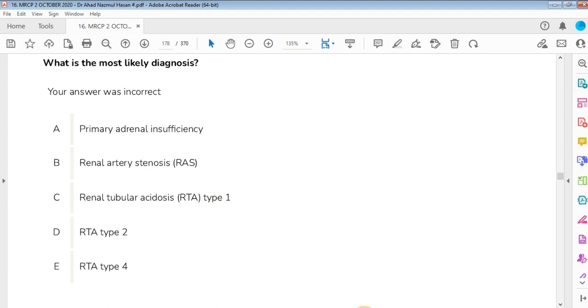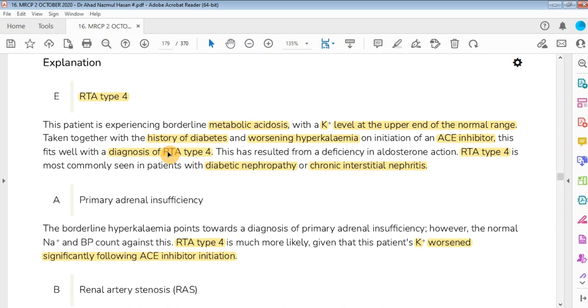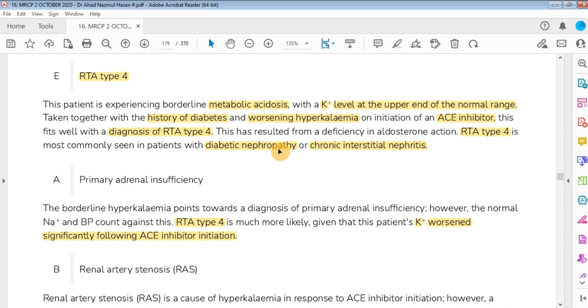This patient is experiencing borderline metabolic acidosis and potassium level at the upper end of the normal range, taken together with the history of diabetes, worsening hyperkalemia on initiation of the ACE inhibitor. This fits well with the diagnosis of the RTA type 4. And RTA type 4 is most commonly seen in a patient with diabetic nephropathy as well as the chronic interstitial nephritis, so DN and CIN.